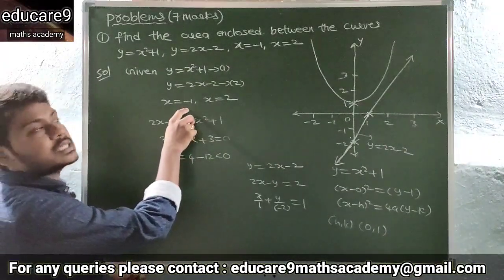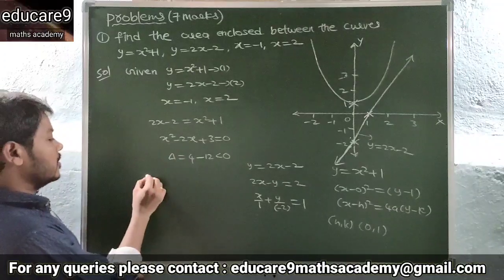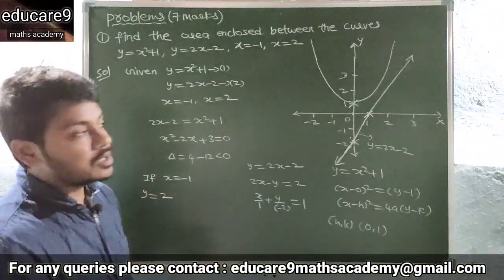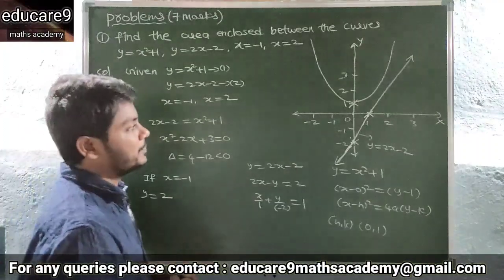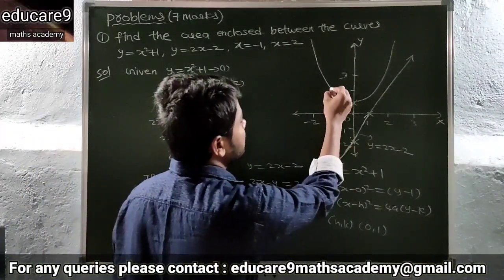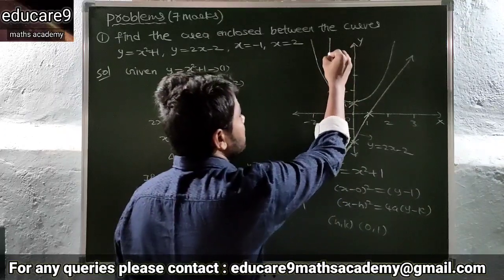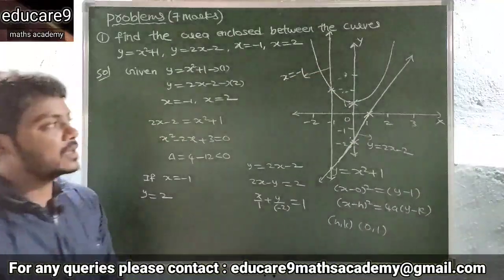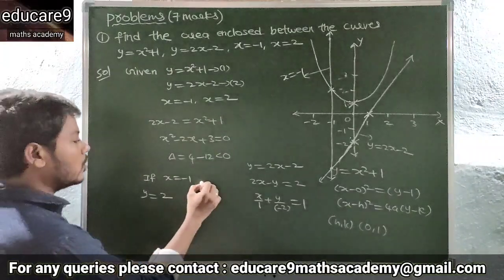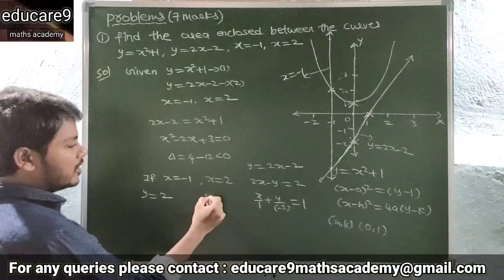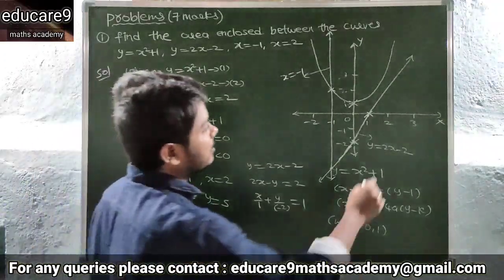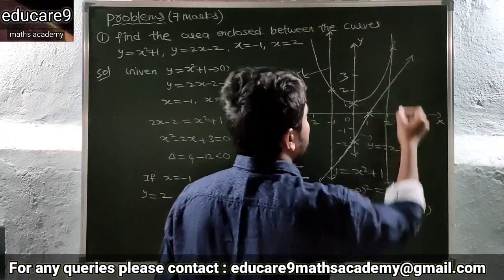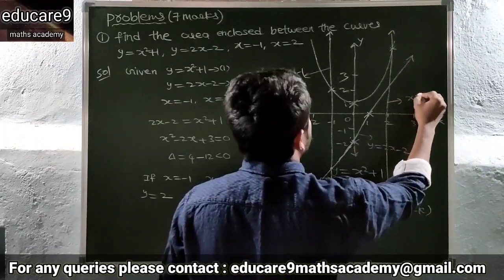And see here, x is equal to minus 1. So substitute x is equal to minus 1. What is the y value? It is minus 2... so clearly the point is minus 1, 2. This is the line x is equal to minus 1. Next one, if x is equal to 2, substitute here, y value is 5. So 2, 5. This is the line x is equal to 2.